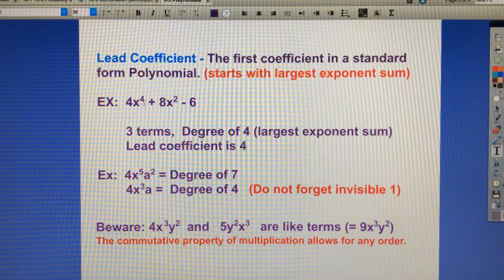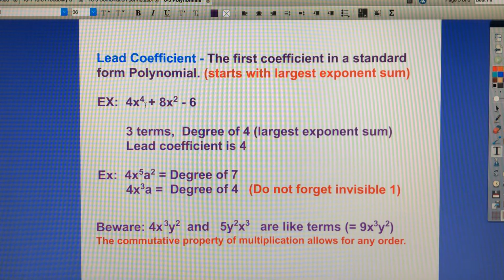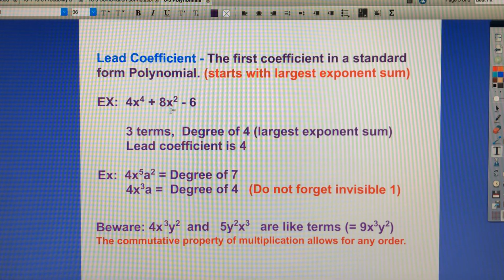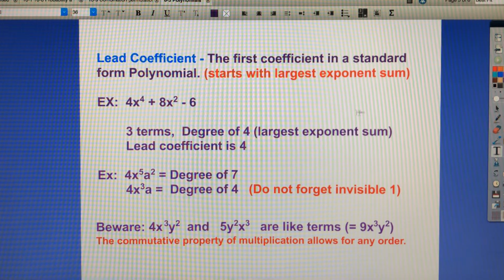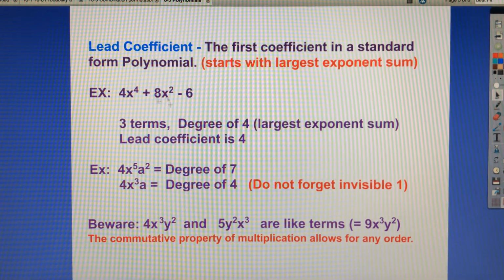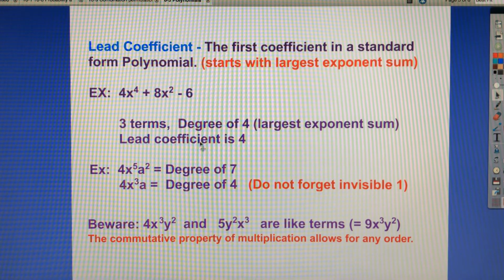Here I have a term, 4x to the 4th power, a positive 8x squared, a negative 6 as the constant. I have 3 terms. It has a degree of 4 because that's the largest exponent, my 4. My lead coefficient, that's the coefficient of the term that has the largest sum of exponents. 4 was my largest exponent. My lead coefficient is a 4.